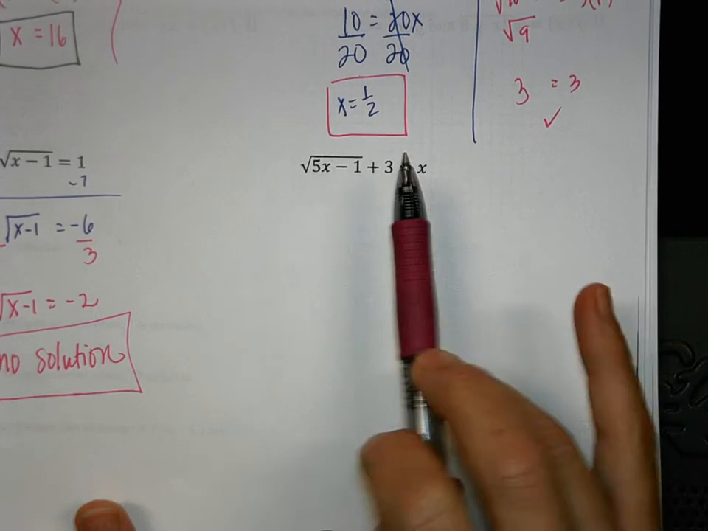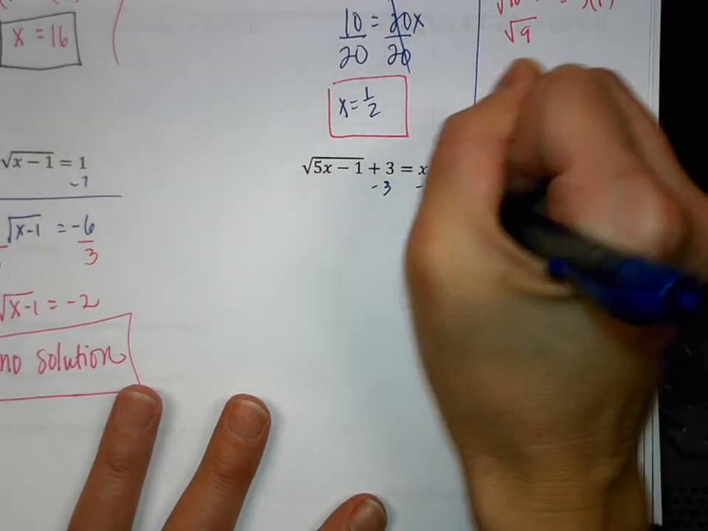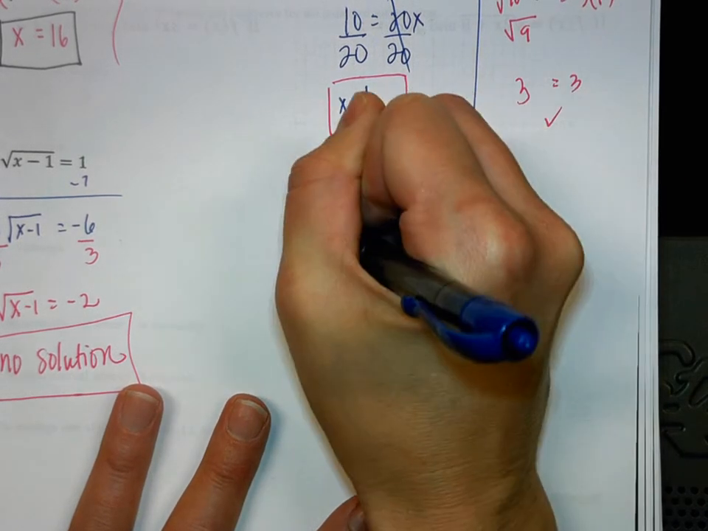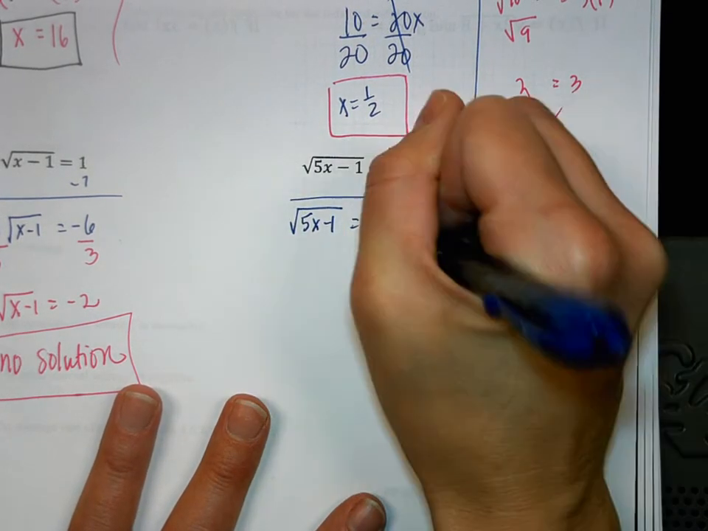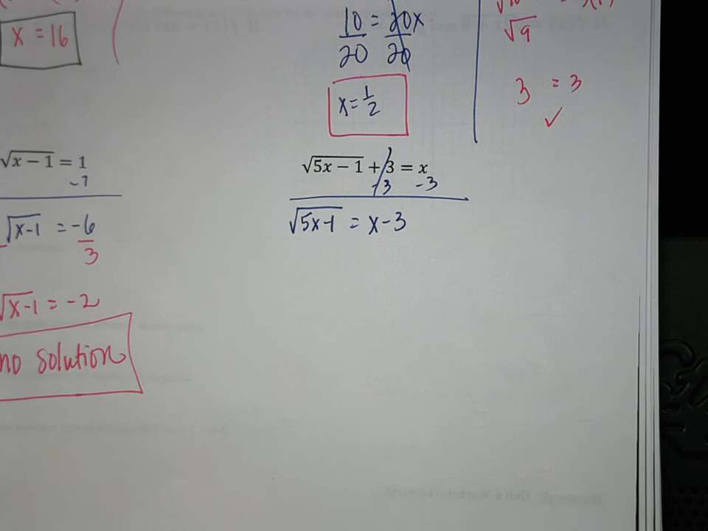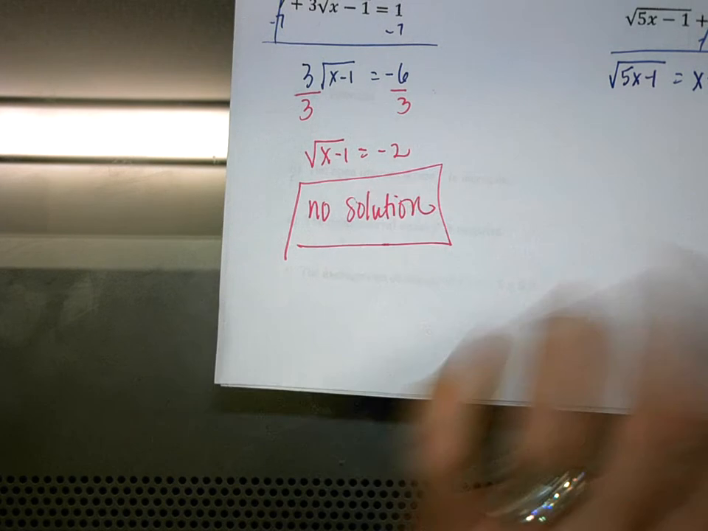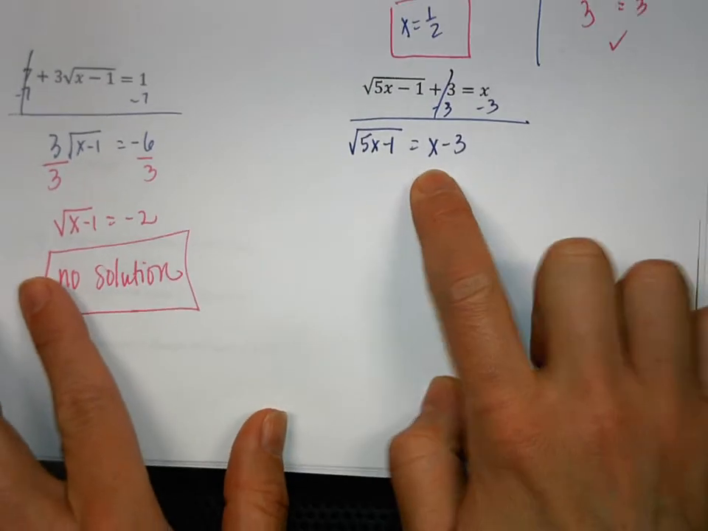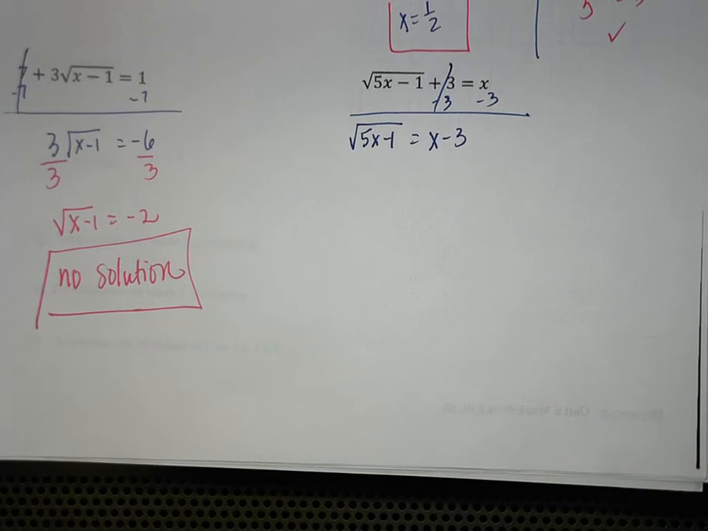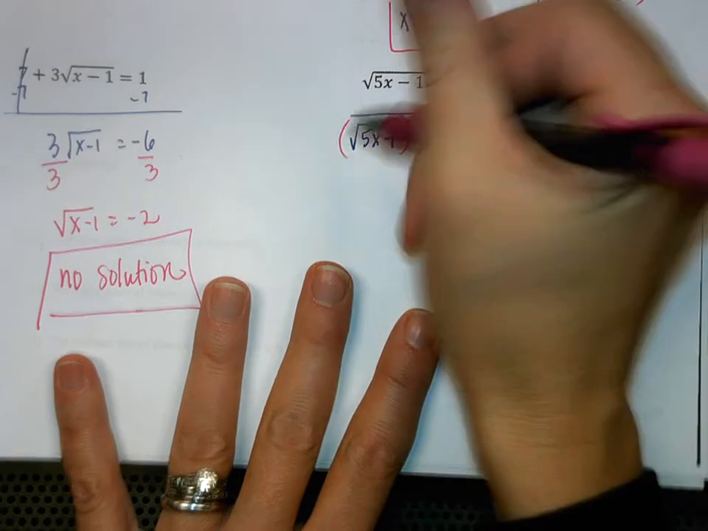So you want to try to isolate the root if you can. What would I do in order to isolate the root? Subtract 3 from both sides. So I have the square root of 5x minus 1 equals x minus 3. Now what will I do? It could be a solution because we don't know what x is. So over here, it was that the square root equaled an actual negative number. Over here, we have no idea what x is, so there could be a solution. Okay? So how do I eliminate that root? We have to square both sides. So when I square the square root, it eliminates the root.